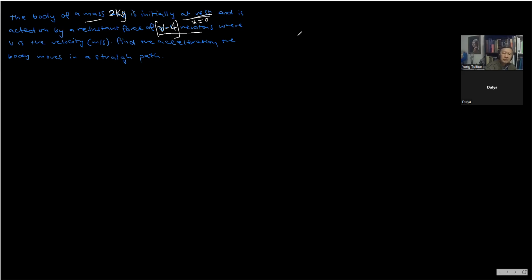I'm not sure how to start here. Well, you can write Newton's law. The resultant force is equal to the product of mass and acceleration. If this acceleration is to be determined, then you only need to work out the force. The force can be written as this formula, which is V minus 4. Is that right? Can we set up the equation? That's right.